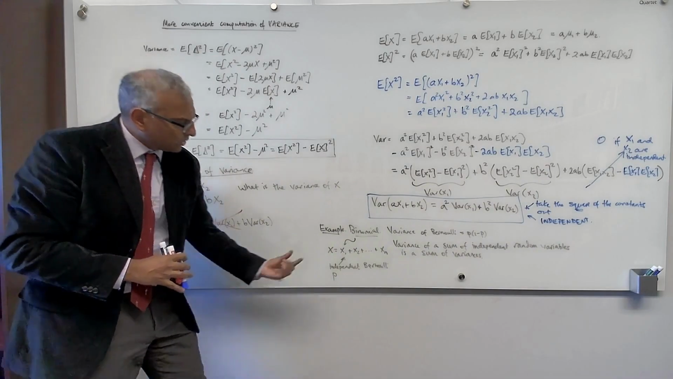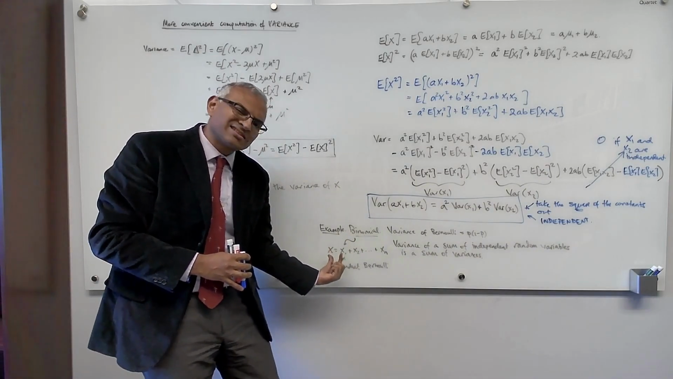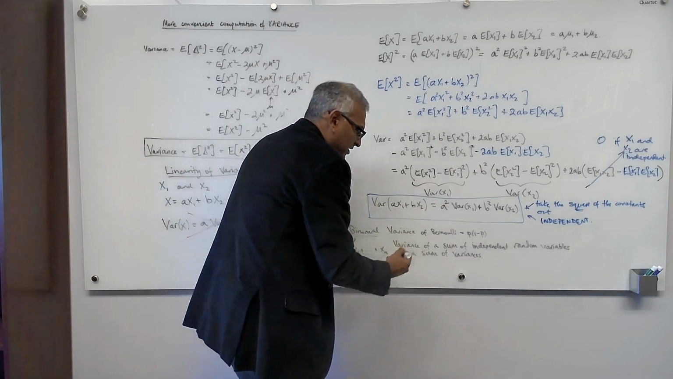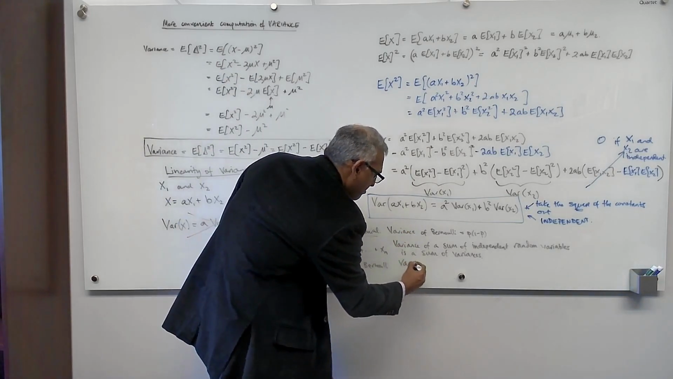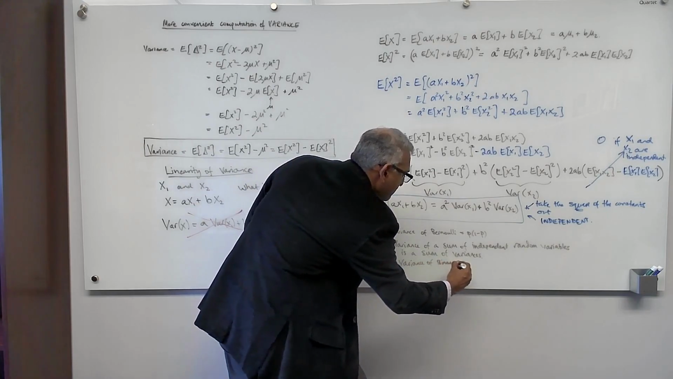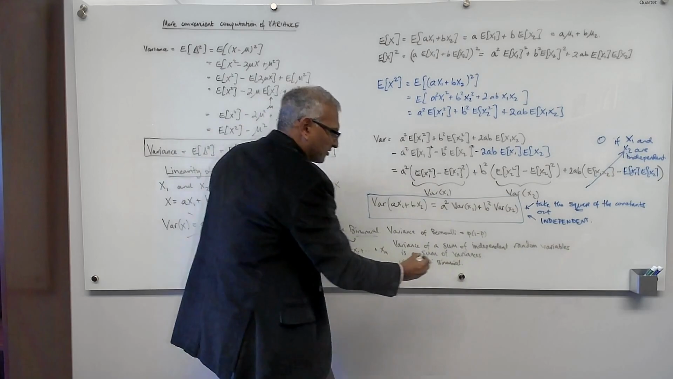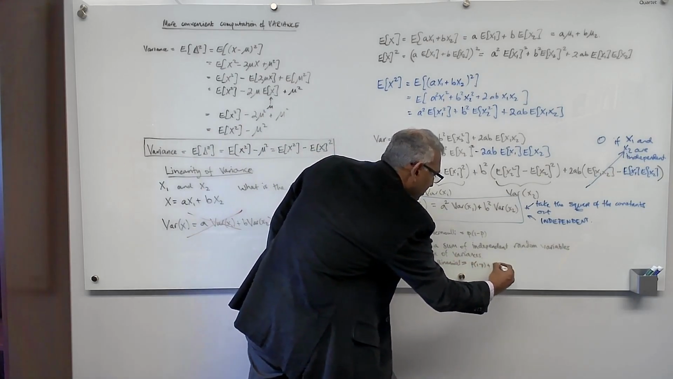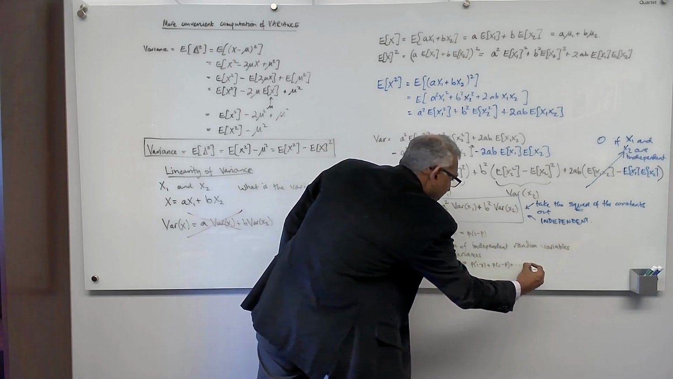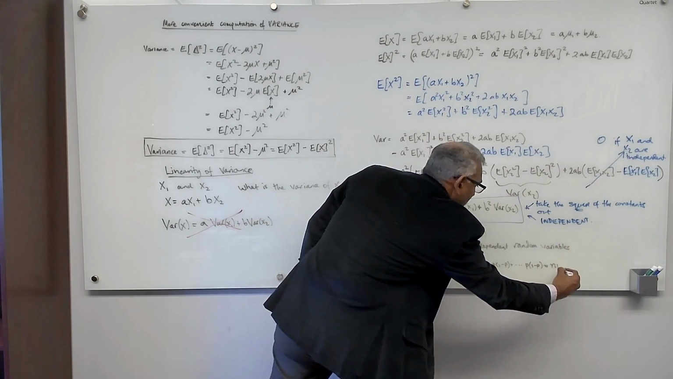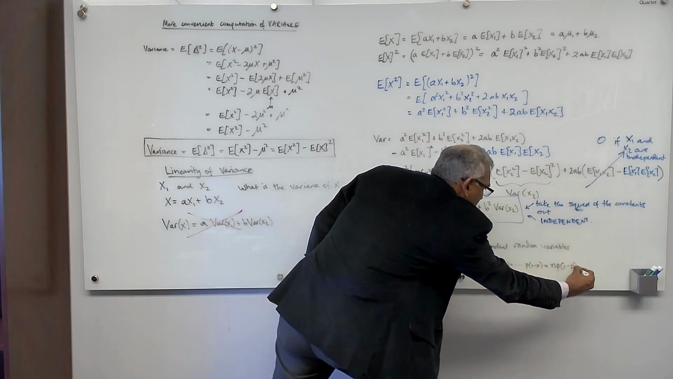Okay, so here we have the binomial is a sum of n independent Bernoullis. So the variance of the binomial is a sum of the variances, equal to p times 1 minus p plus p times 1 minus p, plus up to n times p times 1 minus p, which is equal to np(1 minus p).